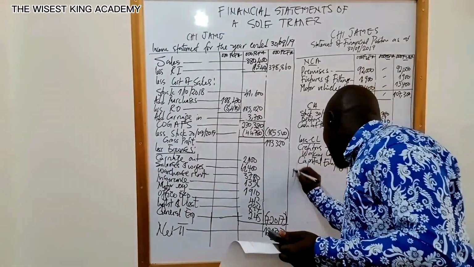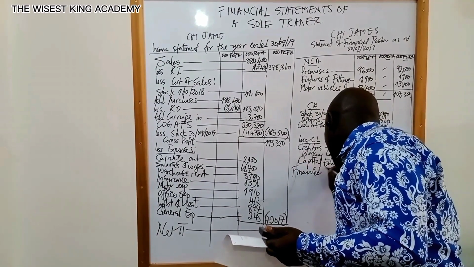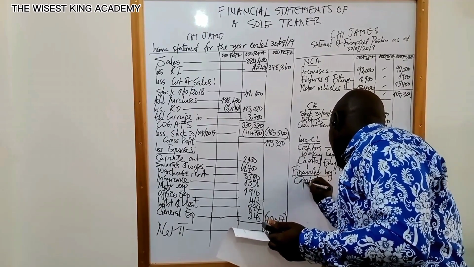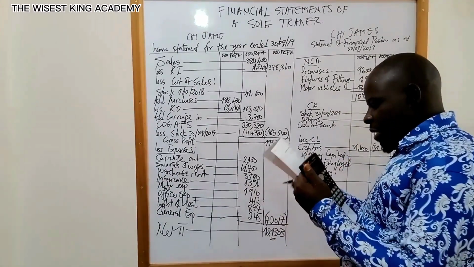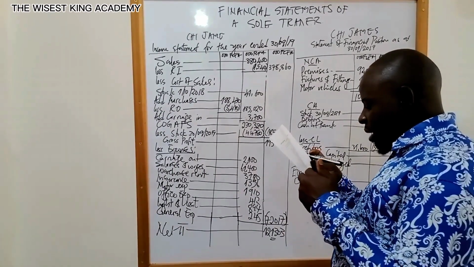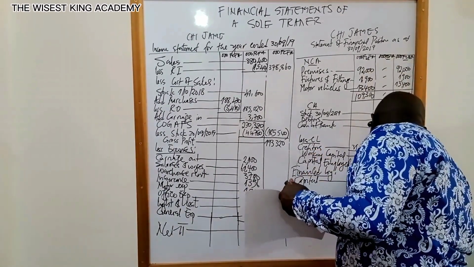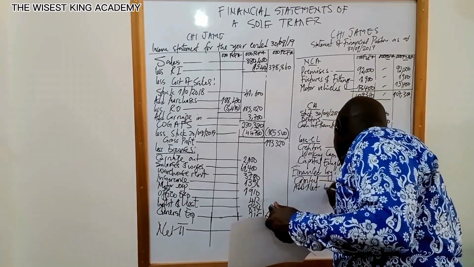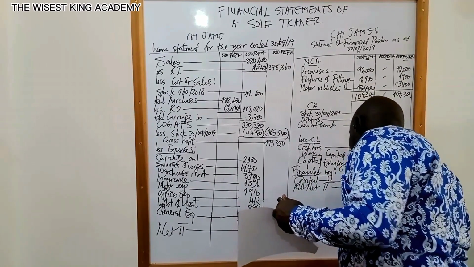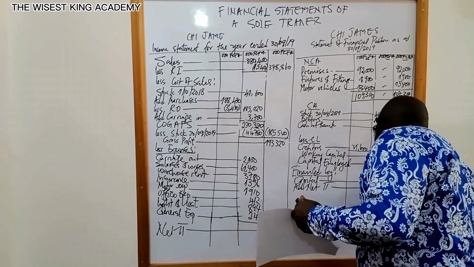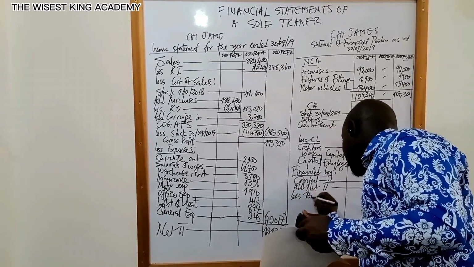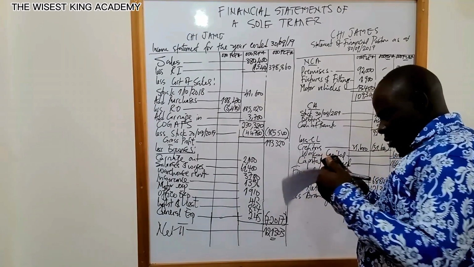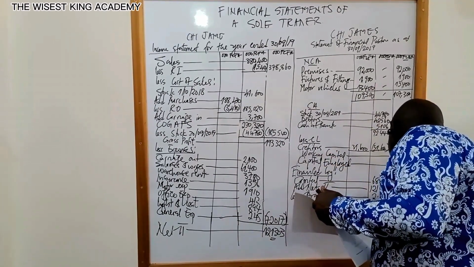Now let's go to the second part. Financed by capital. What is our capital? Our capital is 68,843. Our net profit is 121,303. Now less drawings. Our drawings is 22,000 francs.